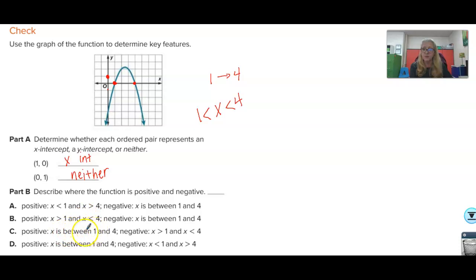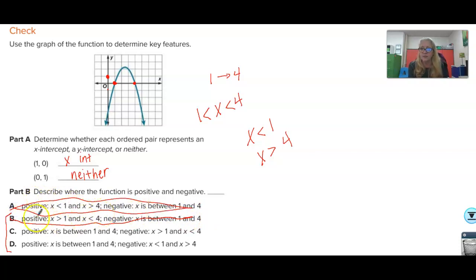X must be greater than 1 and less than 4. This one says x is between 1 and 4. So all three of these are still in the running here. Okay, so we're going to have to look at where it's negative. It's negative when x is less than 1 and x is greater than 4. So which one of these says it's negative when x is less than 1 or greater than 4? Well, we can eliminate b because b describes between 1 and 4. That's where it's positive. So let's eliminate b. And we've already eliminated a.